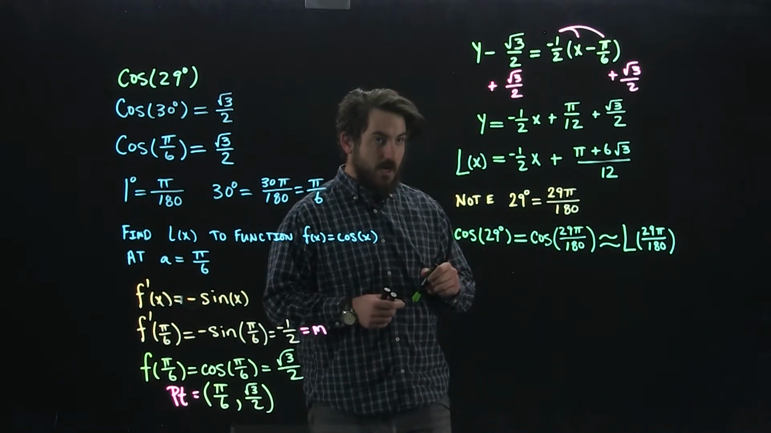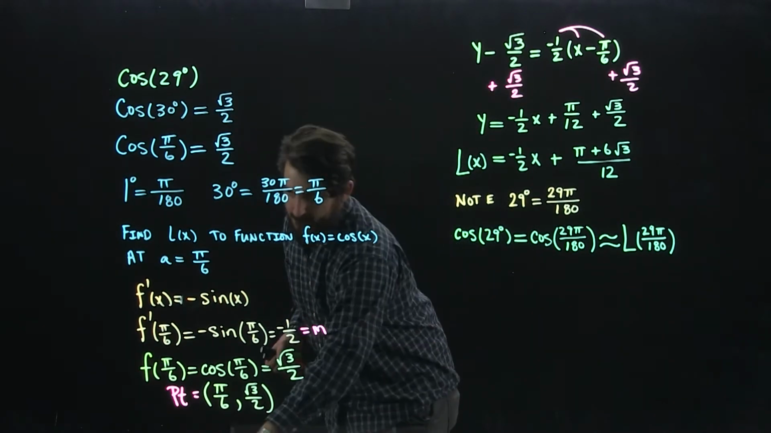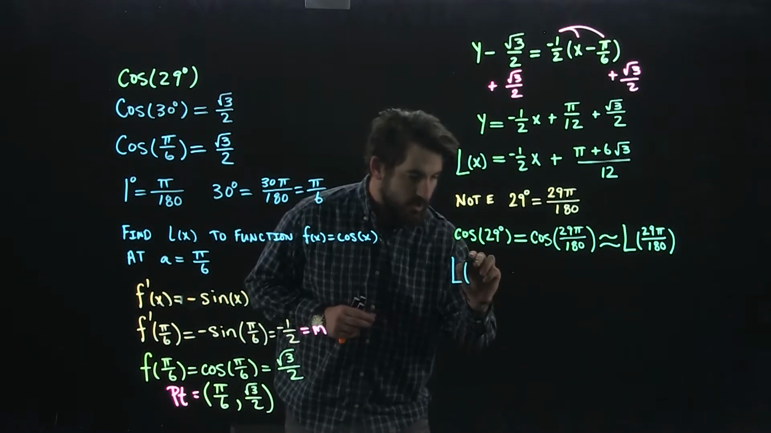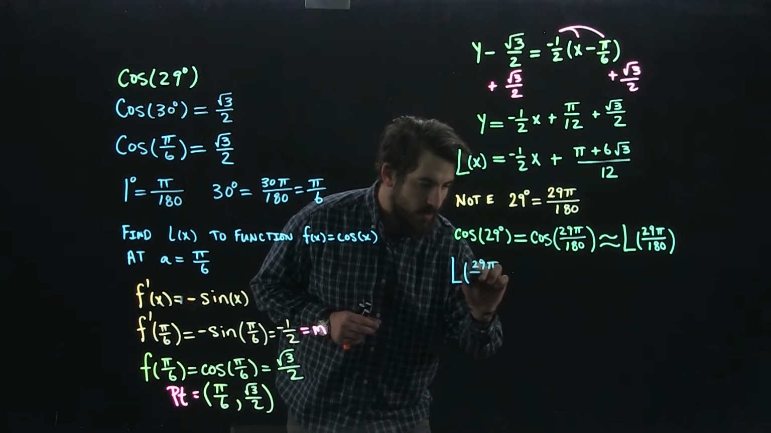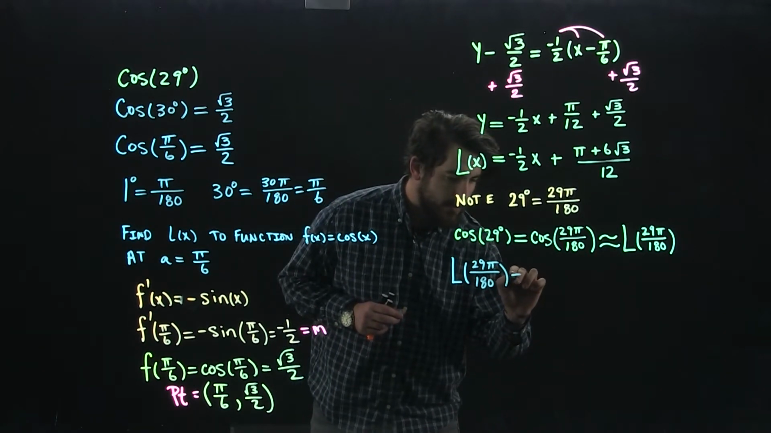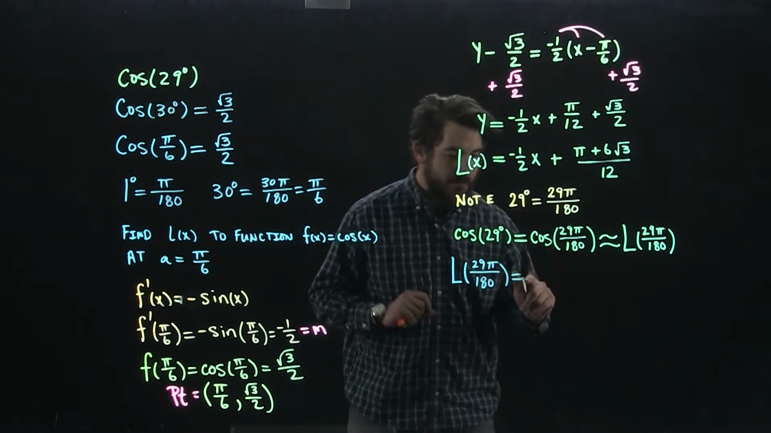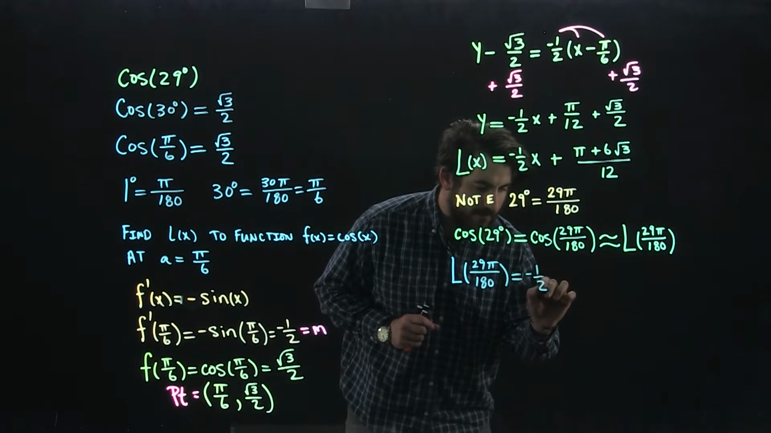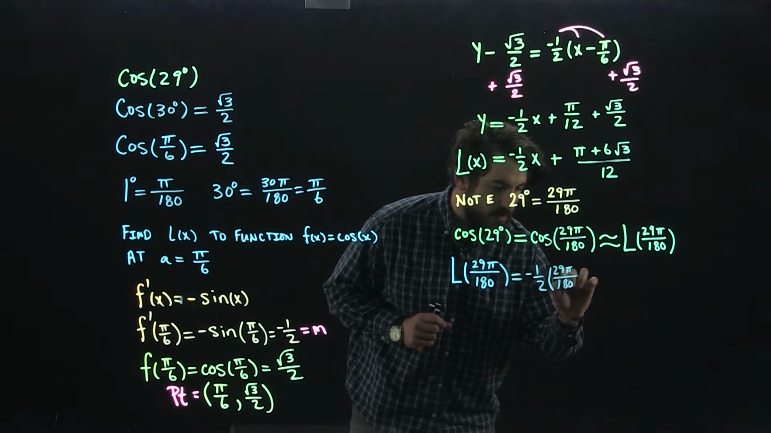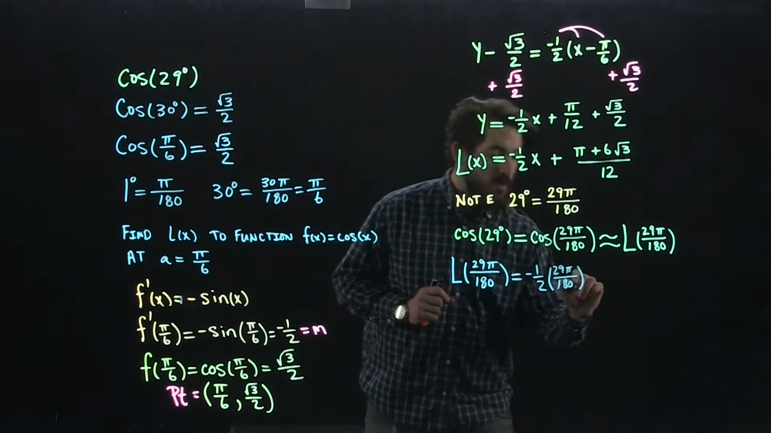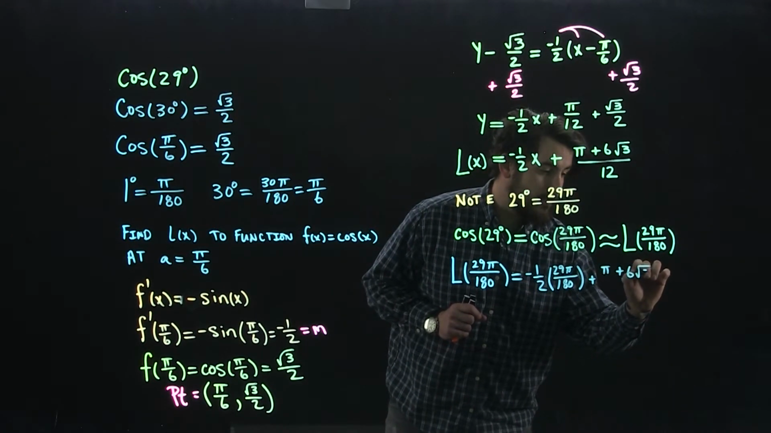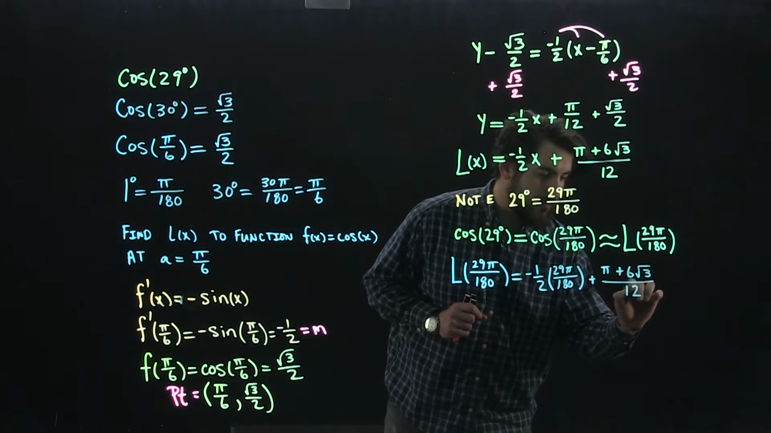Okay, so let's go ahead and do that. So L of 29 pi over 180 equals, so I'm just going to directly substitute in. So that's negative 1/2 times 29 pi over 180, okay, plus pi plus 6 root 3 all over 12.